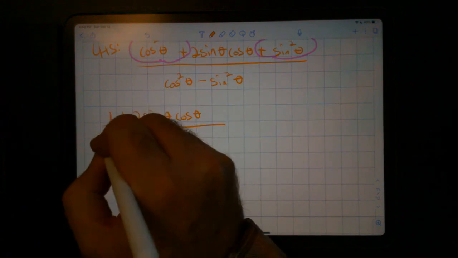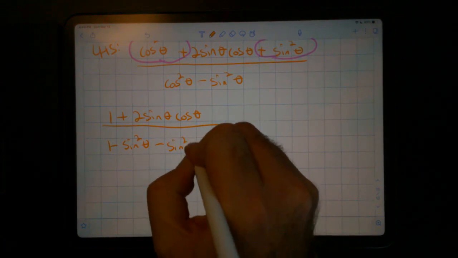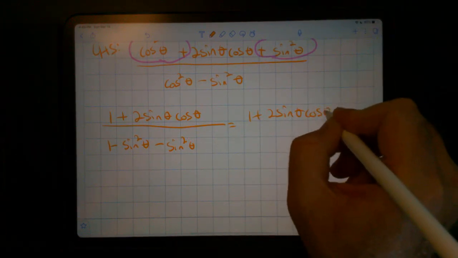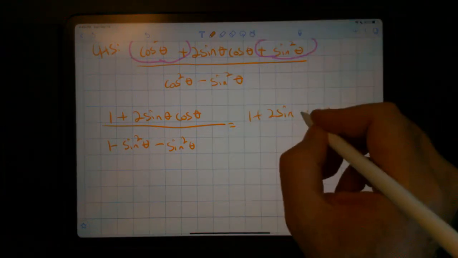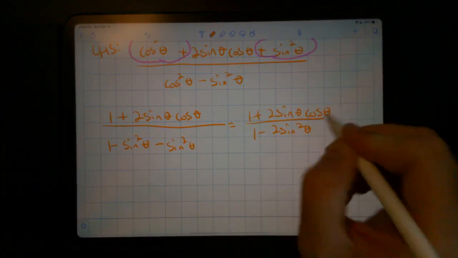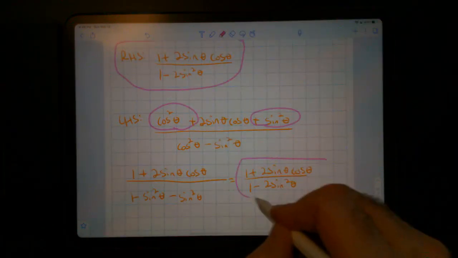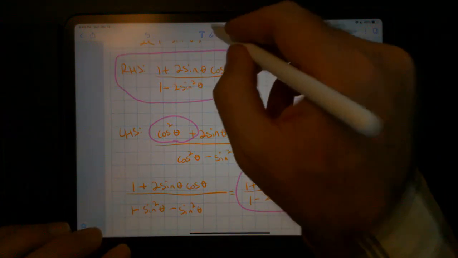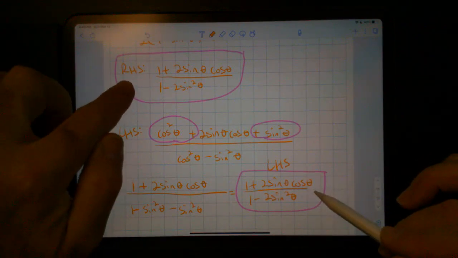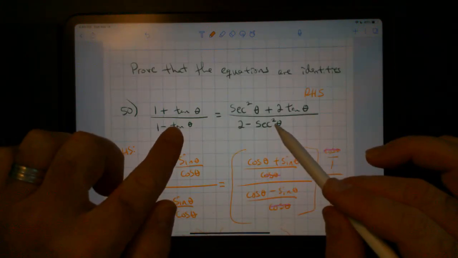So this is going to be, and we have it. Since the left-hand side is equal to the right-hand side, these are equal to each other.